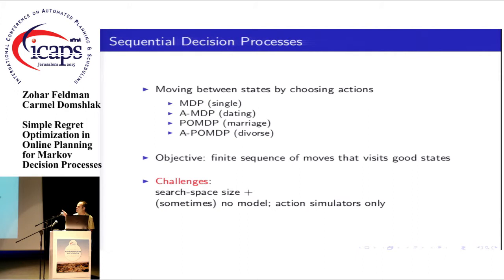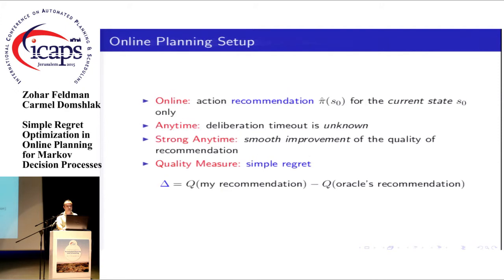An additional issue that affects the computational challenges is that the model of the problem may not necessarily be given to us. It's quite often the case we have to deal with simulators of the actions and optimize our behavior using these simulators only. So we do not have access to an explicitly described model.